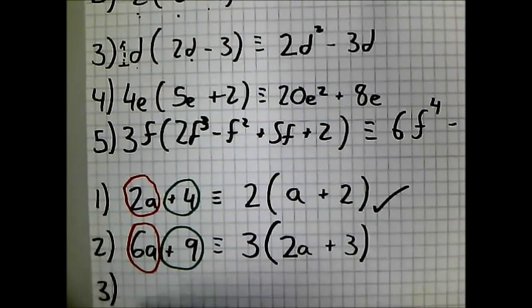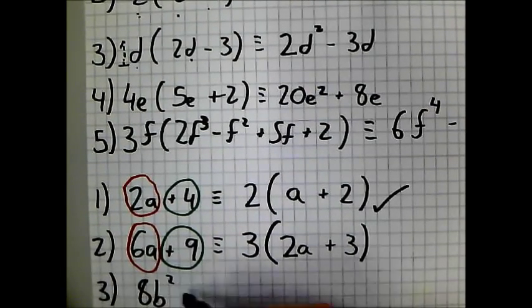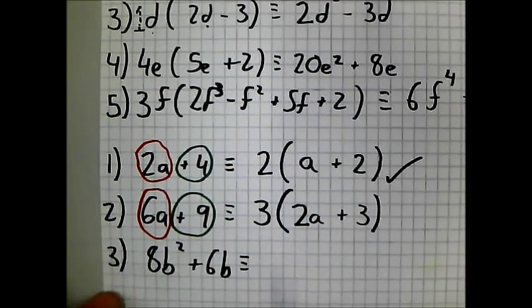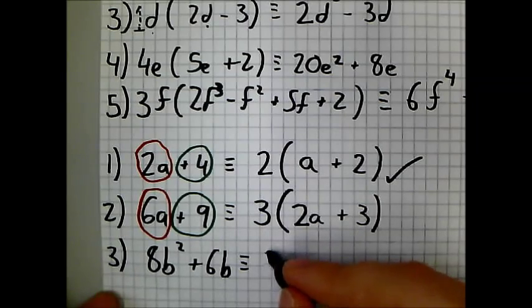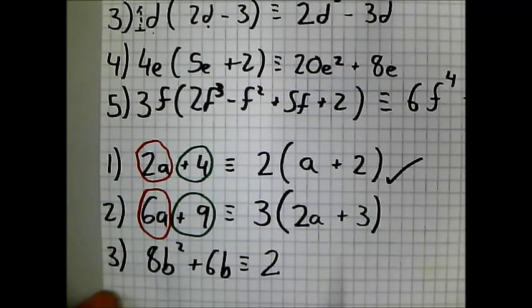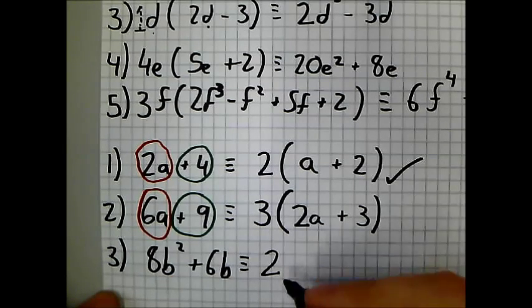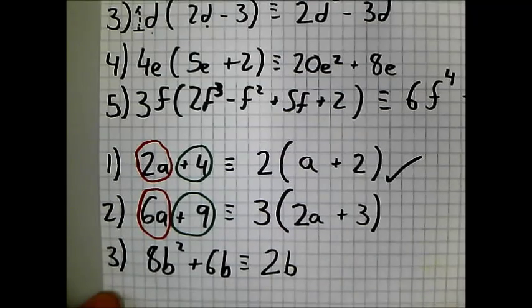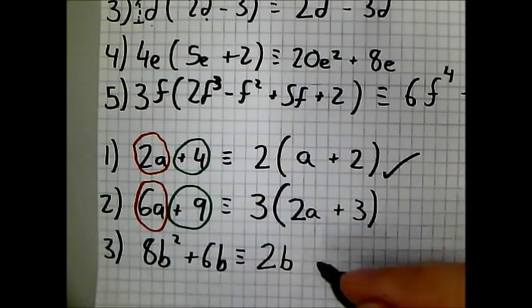Number 3, 8b squared plus 6b. Let's look at the numbers. I'm looking for something that goes into 8 and 6. The answer is 2. But I can also see that I've got something that goes into b squared and b. And that is a letter b. So I can also take a b outside the bracket as well. Open up the bracket.